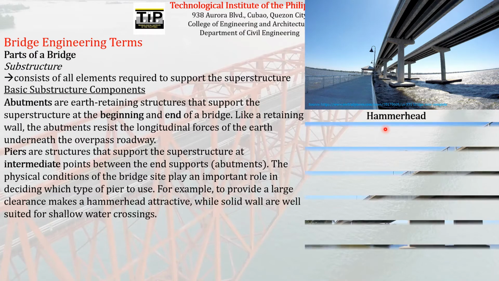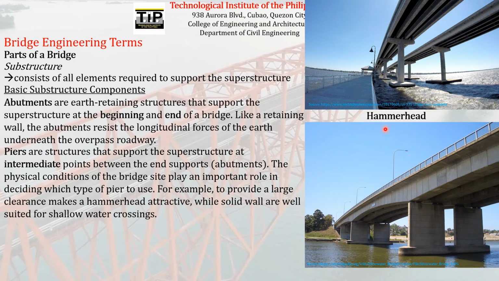Another type of pier is what we call a solid wall or gravity pier. This is what a solid wall or gravity pier looks like. We usually use solid wall or gravity piers whenever we have a bridge constructed on a shallow water crossing. So this type of pier is usually suited for bridges that are constructed on shallow water crossings.